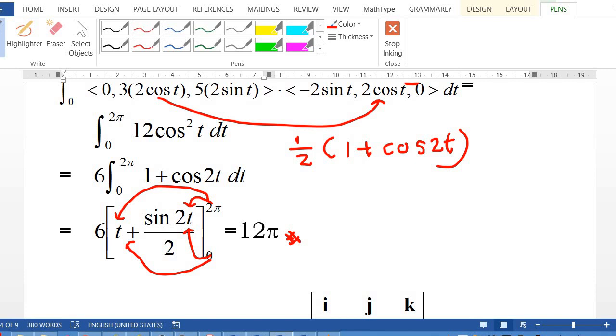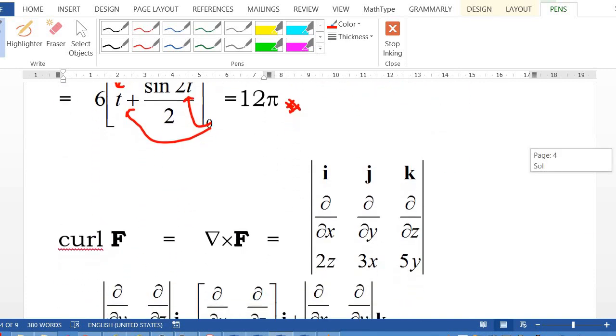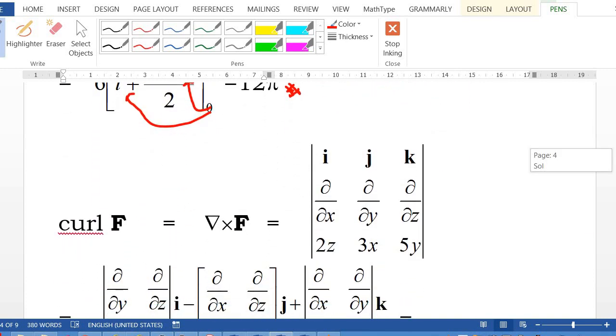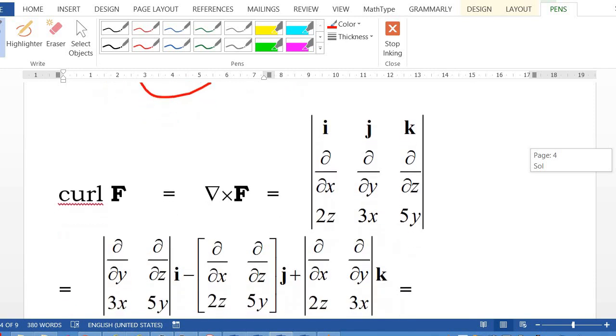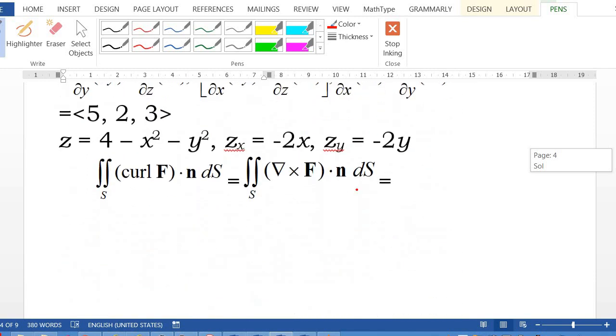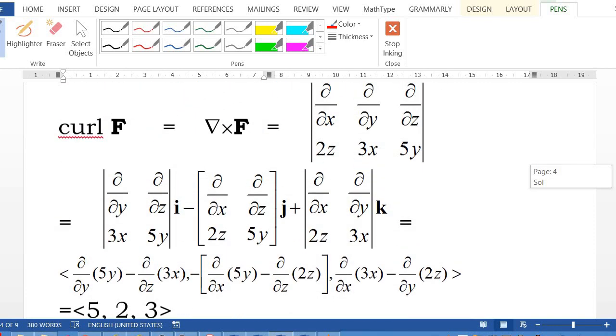The question wants you to verify Stokes theorem. We have done the left side, which is the line integral of F dot dr along curve C. By Stokes theorem, the line integral of F dot dr is equivalent to the surface integral. However, the F here becomes the curl of F. So you need to find the curl of F first.